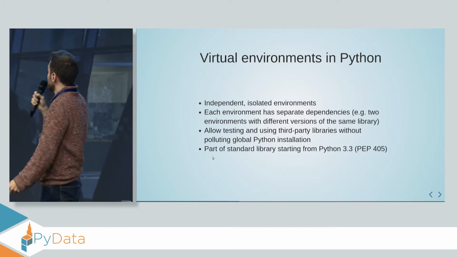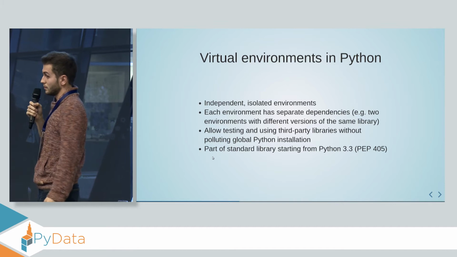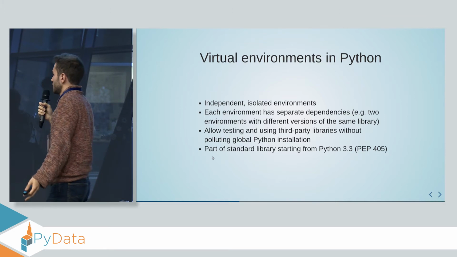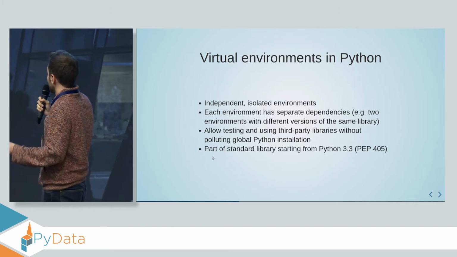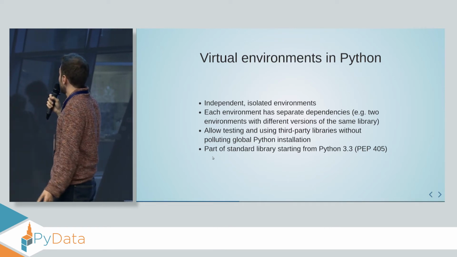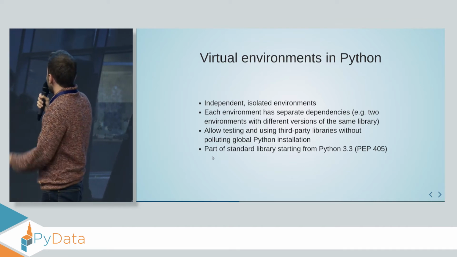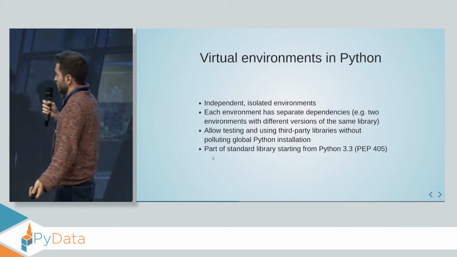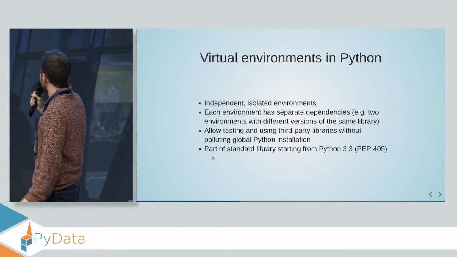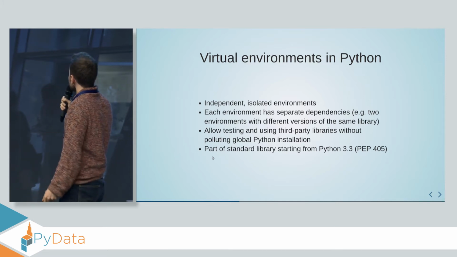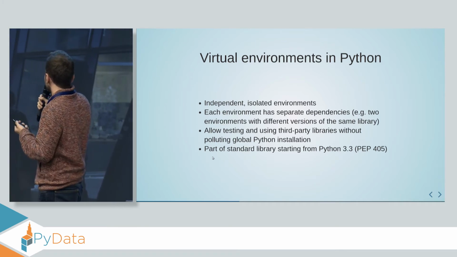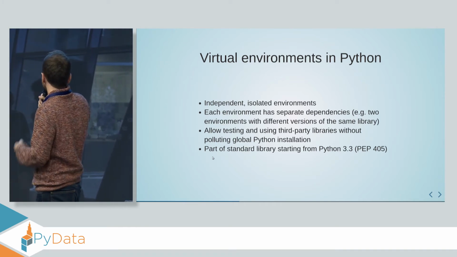So what we get is isolated and independent environments. So we can be sure that we can use, for example, a library in 2 different versions if you want to test it, or if you want to be sure that we won't break our system Python installation. It basically allows testing and using third-party libraries without worries, and isolating your project from the other parts of the system. And since it's very popular in the Python community, it became a part of the standard library, starting from Python 3.3.